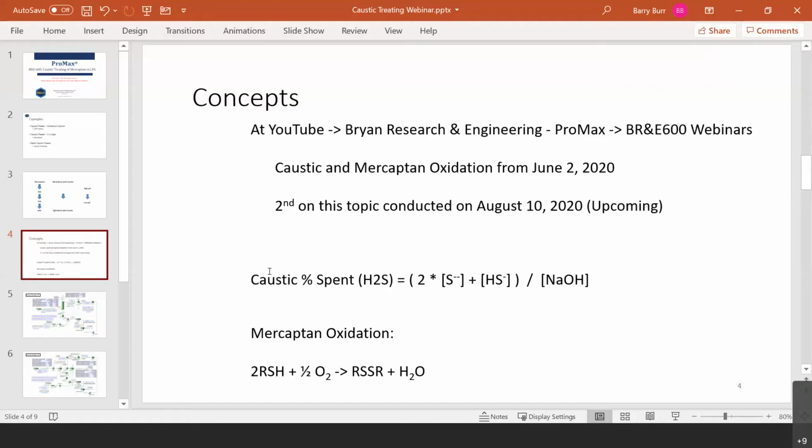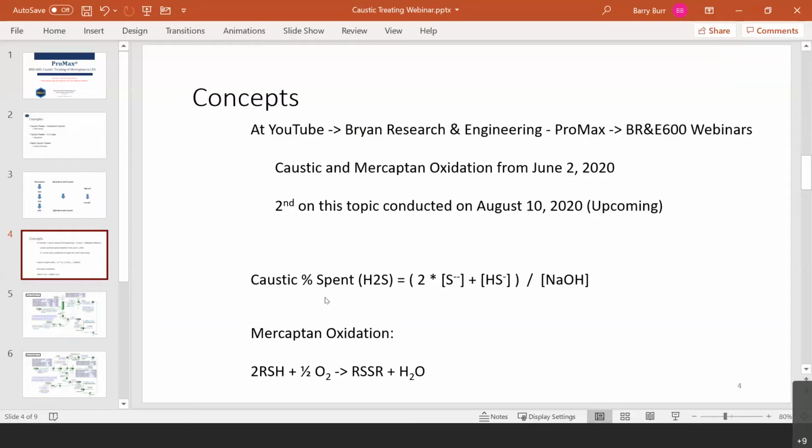So the percent spent can be calculated by looking at the ionic concentration of the sulfides times 2 plus the bisulfide, and then dividing that by the sodium hydroxide in the solution. So this is a way that we will calculate the percent spent of H2S in one of the models we see later.